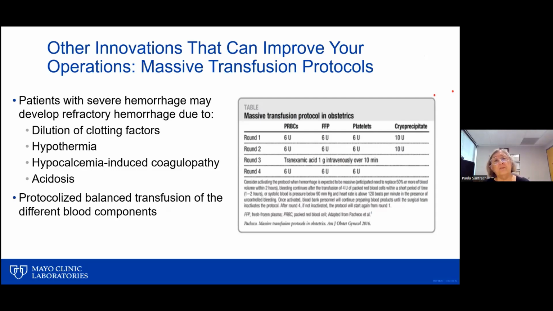And the problem with massive transfusion is that patients who get a lot of blood develop sort of this syndrome of refractory hemorrhage, basically because you've diluted out their clotting factors, they're cold, and it's hard to get them warm. And when you're cold, your coagulation cascade doesn't work as well. If you get a lot of units, you can end up with some hypocalcemia because of all the citrate in the blood that's being given.